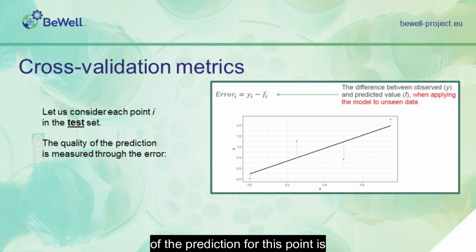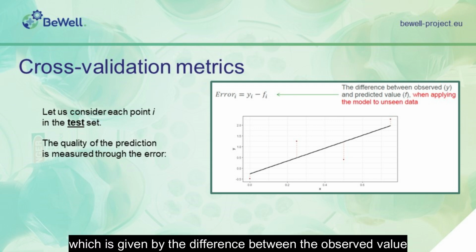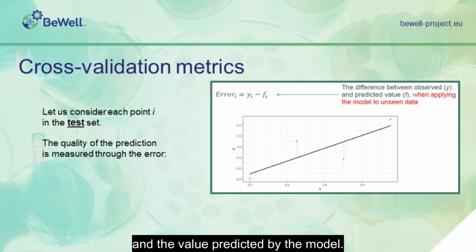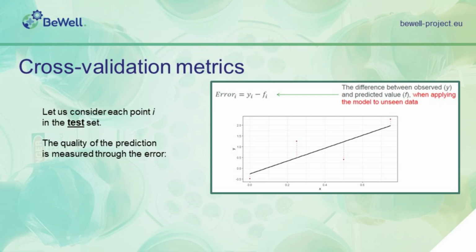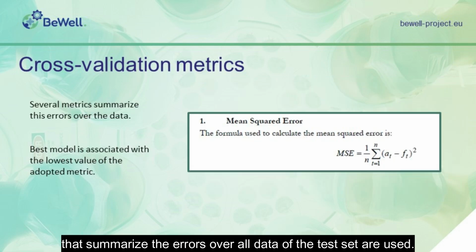The quality of the prediction for this point is measured by the prediction error, which is given by the difference between the observed value and the value predicted by the model. The goal is to minimize the errors over all points in the test set. To do this, metrics that summarize the errors over all data of the test set are used.